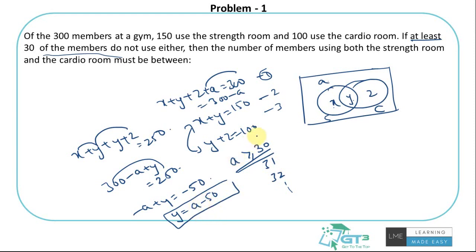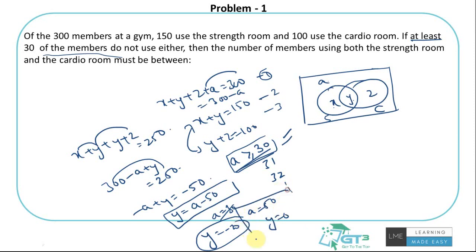So I know from the given condition that A should be greater than or equal to 30. So I cannot give A as 0, 1, 2, 3 and so on. It has to be 30 or more than that. Can I give A as 30? That agrees with this, but there's a problem with that. What is that? Then Y will be minus 20. I cannot have negative values for any of this, right? I cannot have minus 20 people using both equipments. So A has to be at least 50, then Y will be 0. So this is the case where I have minimum 0 people who are using both.